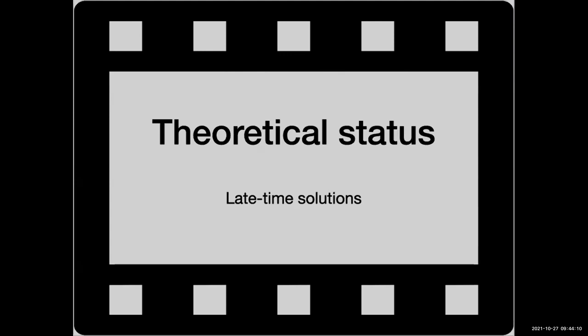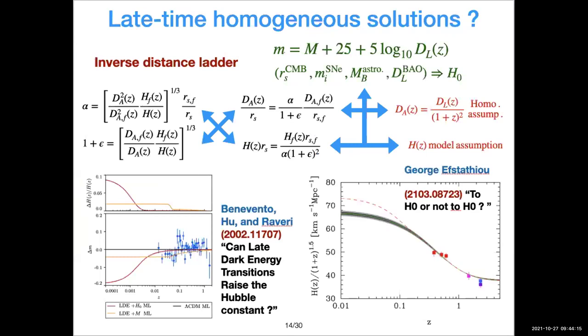So let's look at the theoretical status of the late time solutions. This is a very important conclusion for the ongoing argument from the inverse distance ladder. The inverse distance ladder combines the BAO with the supernova, but with a CMB prior on the sound horizon, and this gives us a Hubble constant. Note that the sound horizon is mainly determined by the early universe evolution. Therefore it is independent of the late time model, and therefore it is harmless for us to use the sound horizon prior to discriminate the late time model.